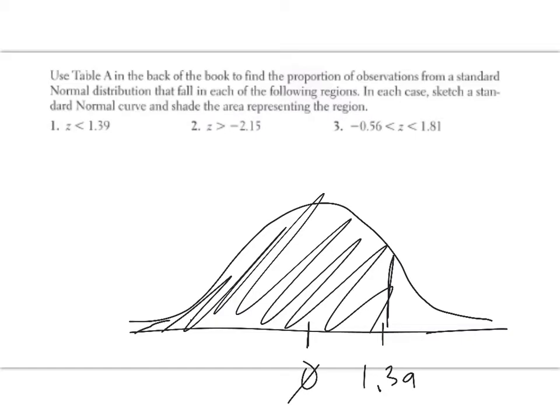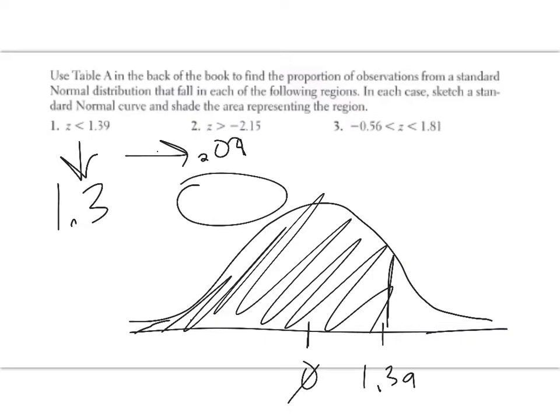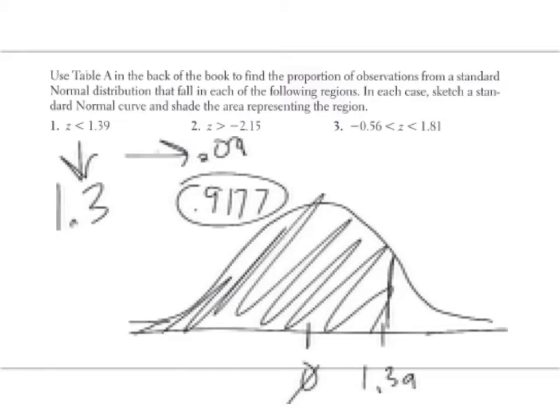So I can use my table, and I don't need to do anything else to it. Remember, when you're using your table, the 1.3 is going to go down the side. The 0.09 will be across the top. Where those two meet should be at 0.9177, which means 91.77%, or 0.9177, is our area there out of 1. That is less than a z-score of 1.39.